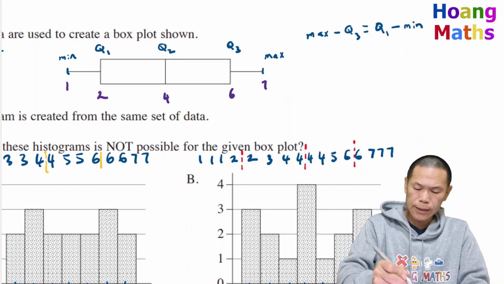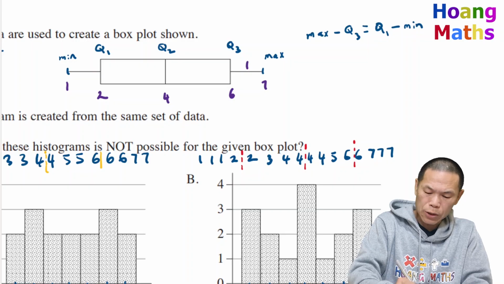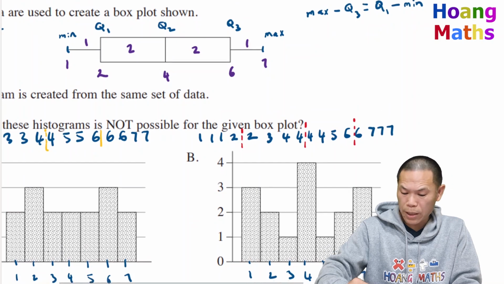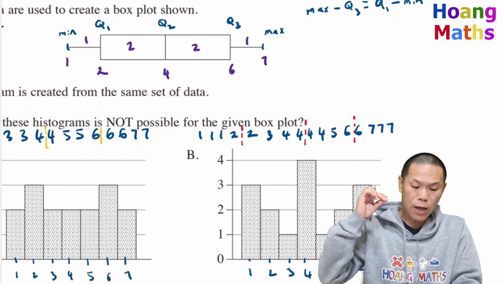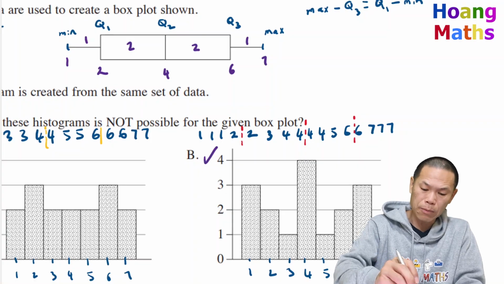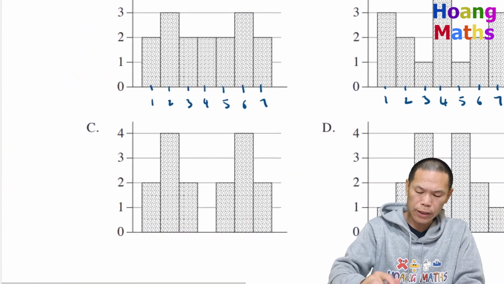So 7 minus 6 gives me 1. 6 minus 4, the gap is 2. 4 minus 2 is 2. 2 minus 1 is 1. So this histogram is reflecting on the box plot. So this is also reflecting on that. Let me just clear this. Then we try this one.